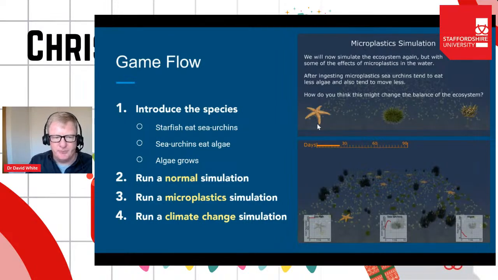Now, there is a balance in this ecosystem. So if there's not enough sea urchins, then the starfish themselves will die. And if there are too many sea urchins, well, the starfish are going to be fine, but the sea urchins will then eat all the algae, and once they eat all the algae, they run out of food, and then they tend to die of starvation, and then in turn the starfish will die.